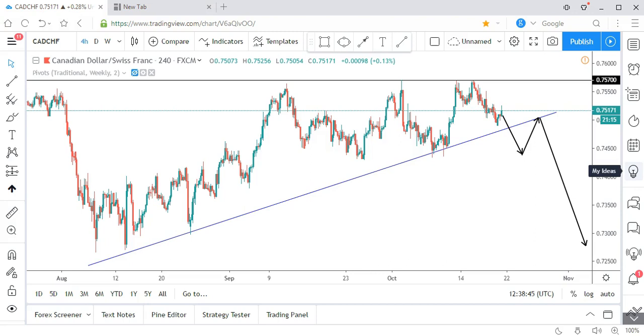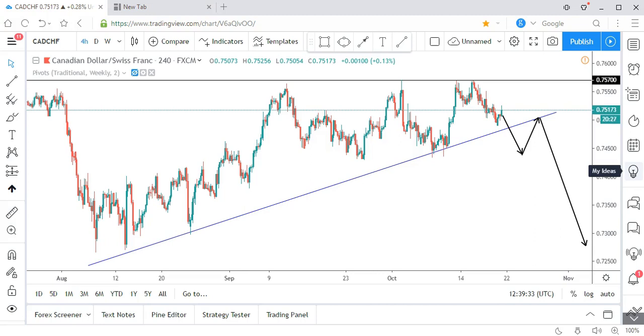This is a signal that price may break below the trend line. You see here, this trend line, the blue trend line here. Price may break below the trend line and retest the trend line before pushing down. So the overall projection on this trade is bearish, that is down, sell trade. So you should be looking for selling opportunities.